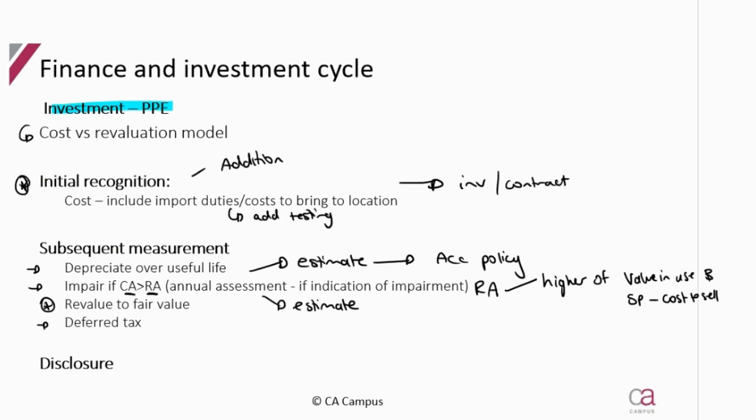They do have to do an annual assessment if there is an indication of impairment. So you're also going to have to go and physically look at the item to see if there is an indication for impairment, and therefore this assessment must be done.